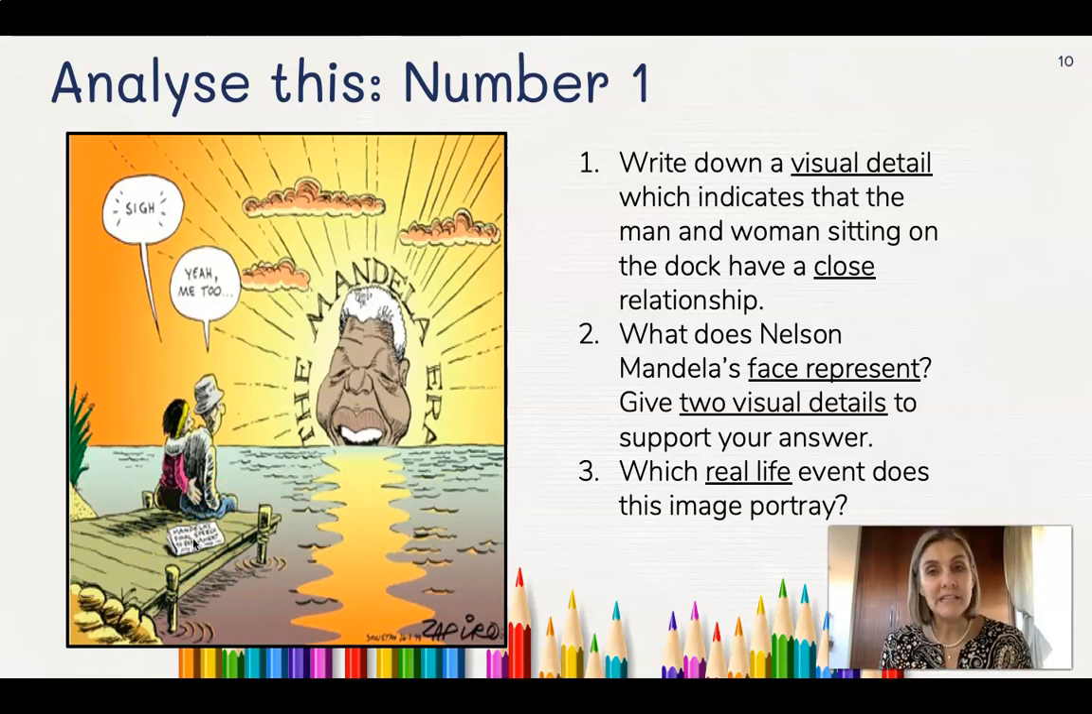Just write down a visual detail which indicates that the man and the woman sitting on the dock have a close relationship. So what tells you that they're close? Number 2, what does Nelson Mandela's face represent? And you need to give me 2 visual clues that you can see. So what do you think his face is meant to be in that picture? If we had to take his face away and put something back there, what is it meant to represent, and how do you know? And then which real life event does this image portray? So pause the video at this stage and then join me as soon as you've got some answers down.